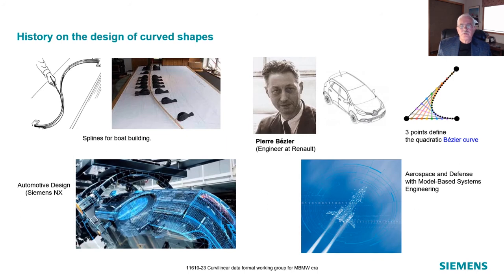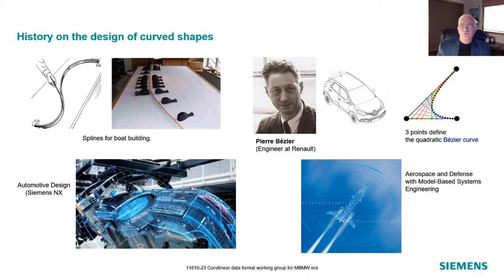We don't have to reinvent the wheel. Curves have been represented in various ways, apparently since the 18th century. Wooden splines were and still are used to draw smooth curves for boat design. In the 1960s, Pierre Bézier defined curves for bodywork at Renault using polynomial functions. 2D and 3D curve functions are used today for computer graphics, automotive design, model-based systems engineering, and more.